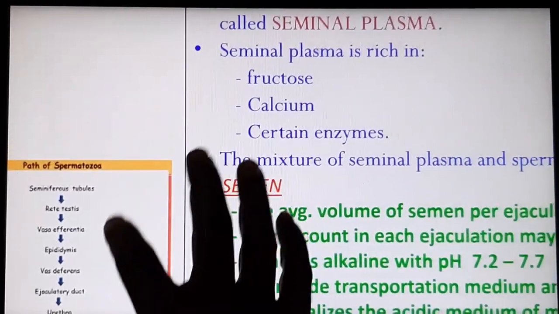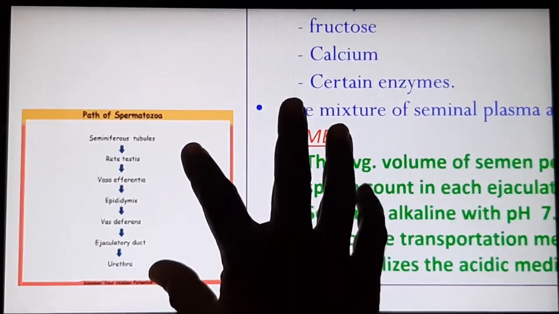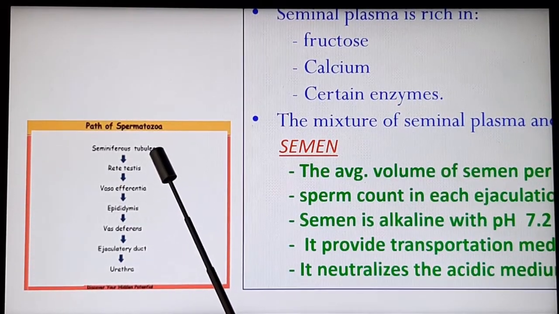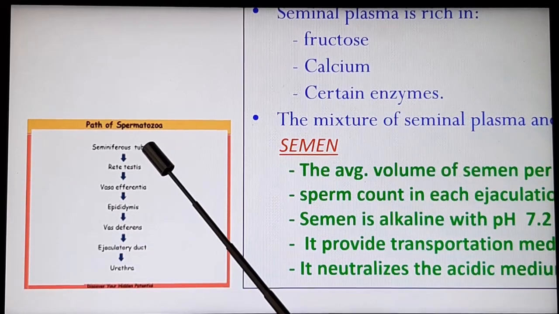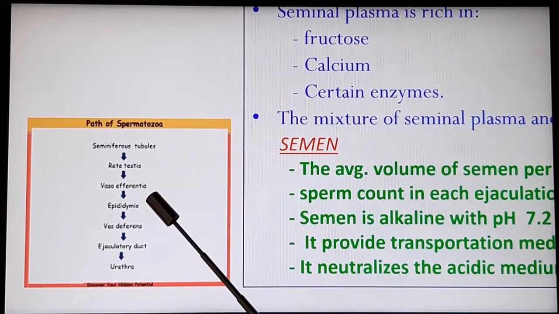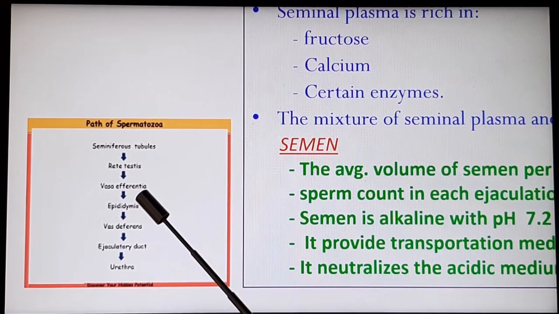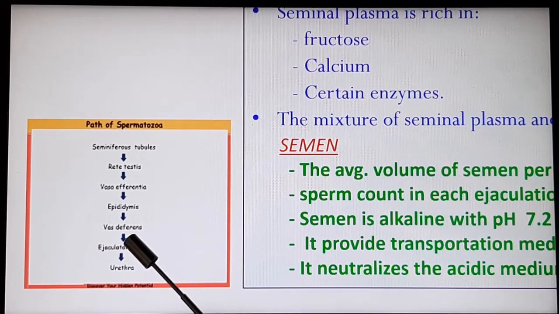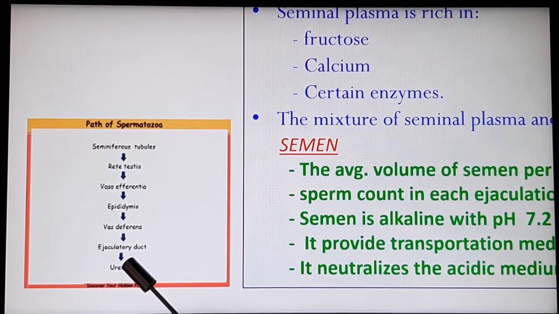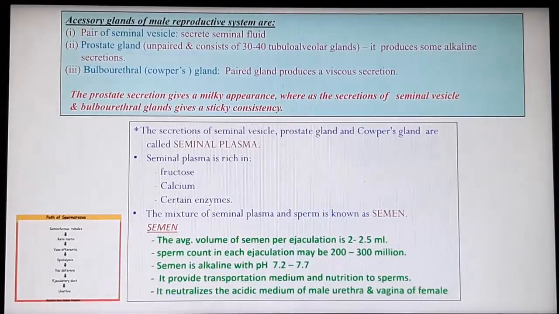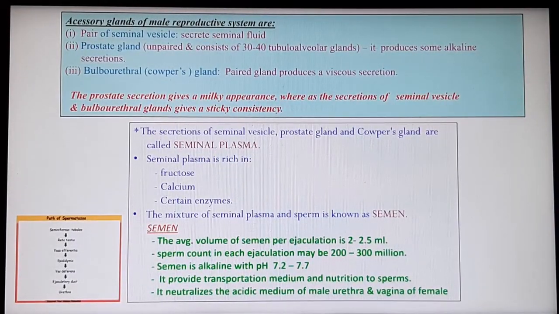And the pathway of the spermatozoa is summarized like a flowchart here. The sperms that are formed in the seminiferous tubule move to the rete testis, from rete testis to vasa efferentia, from vasa efferentia to epididymis, from epididymis to vas deferens, from vas deferens to ejaculatory duct, and from ejaculatory duct to urethra. That's about the male reproductive system of humans.